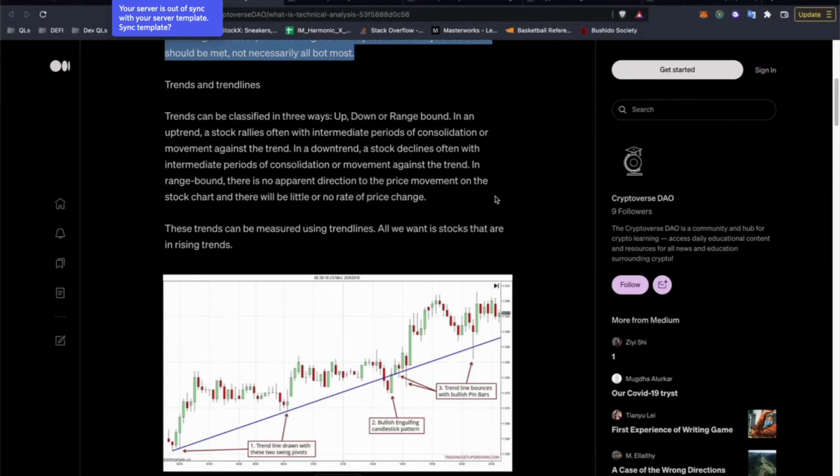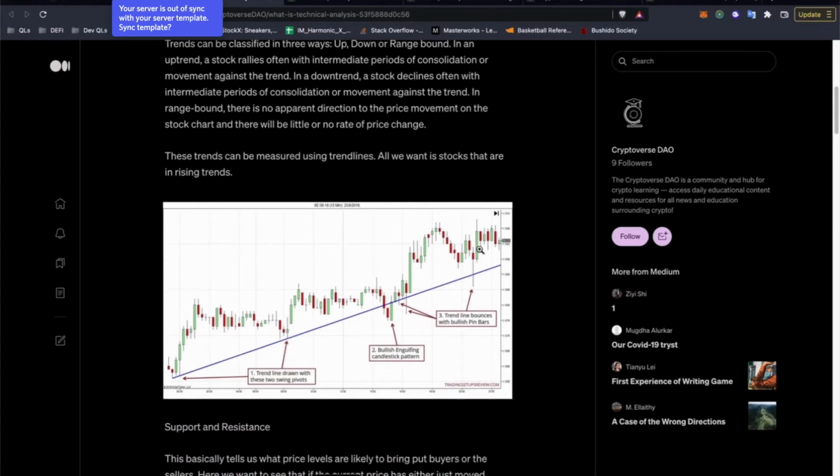In range bound, there is no apparent direction to the price movement on the stock chart, and there will be little or no rate of price change. These trends can be measured using trend lines. All we want is stocks that are in rising trends.